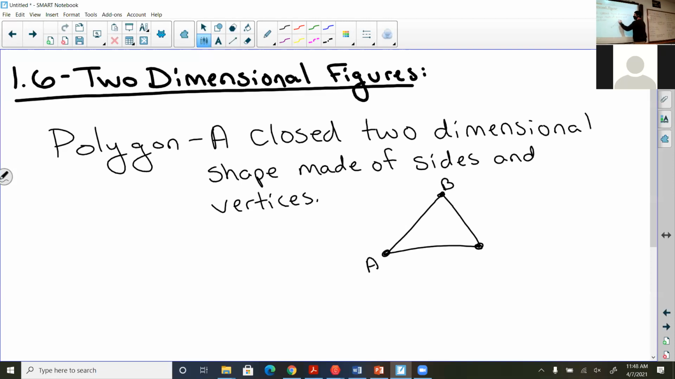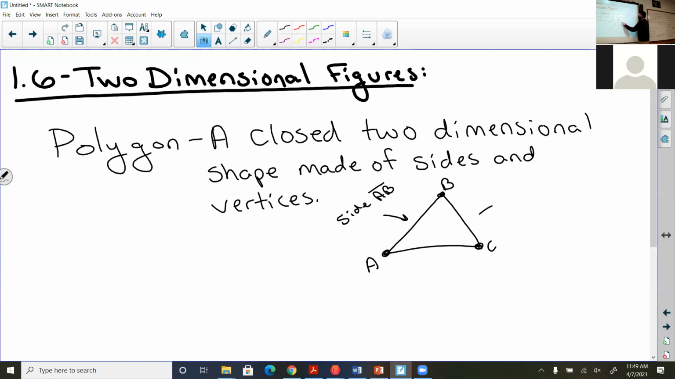So A, B, and C would be my vertices. A is a vertex, B is a vertex, C is a vertex. This is a side, this is a side. Yep, the sides and the points. So the first side, I have side segment AB because it starts and stops at A and at B. It's finite, meaning it stops.